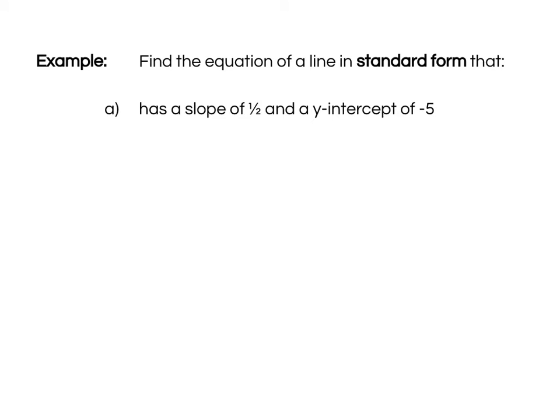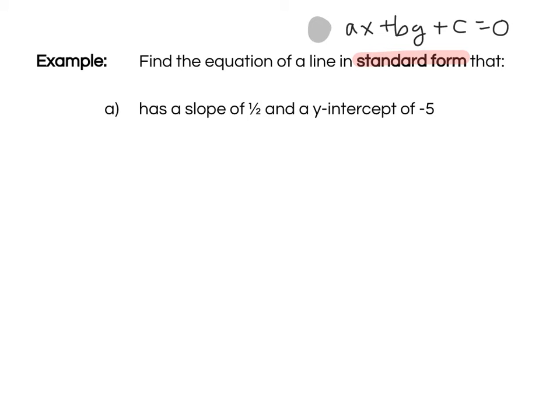In this example, it says find the equation of a line, but it specifies that it wants the equation of the line in standard form. So remember the caveats there. I'm just going to write it out, by the way. Equations in standard form would look like this: I would have ax plus by plus c equals 0. Right? So I've moved all of my terms to one side of the equation and equated the other side to 0.